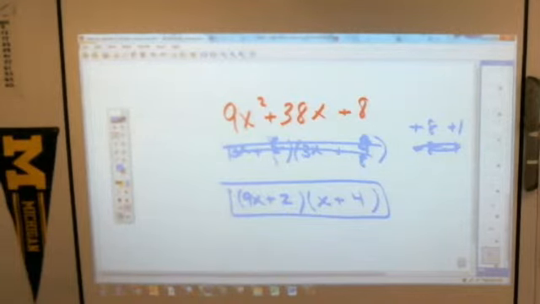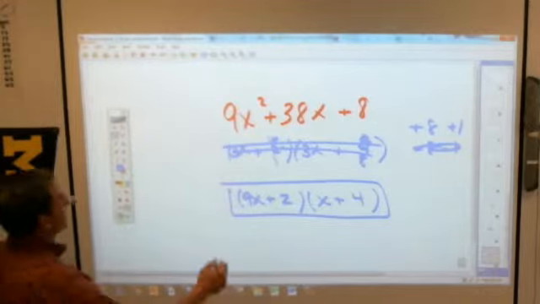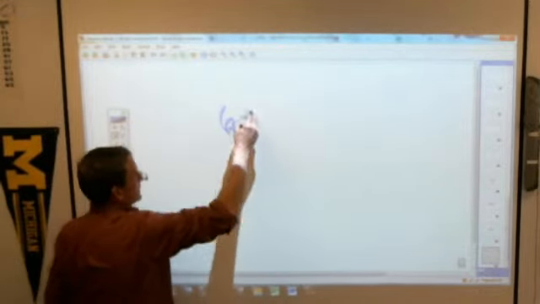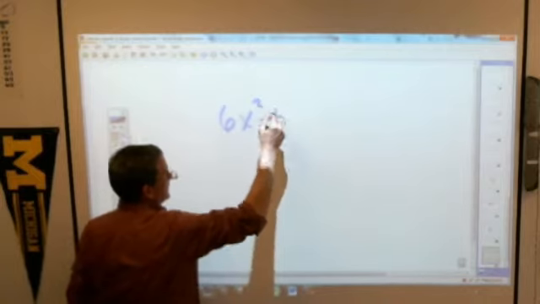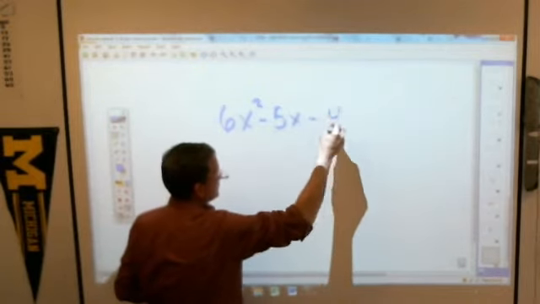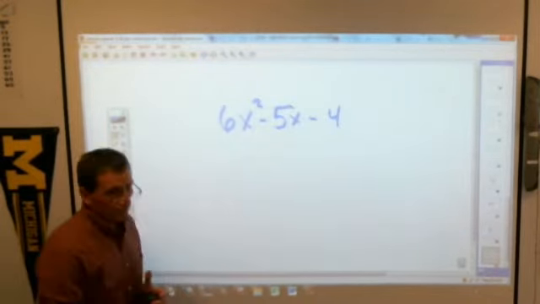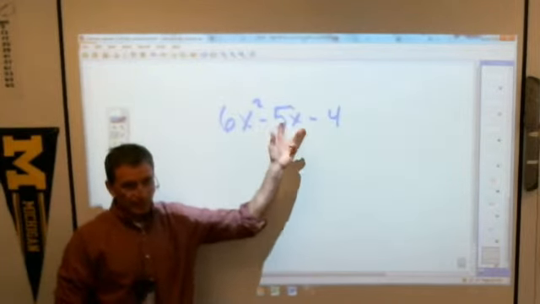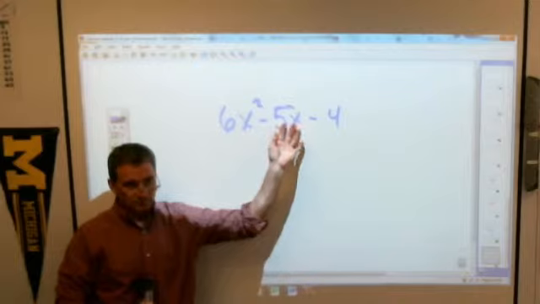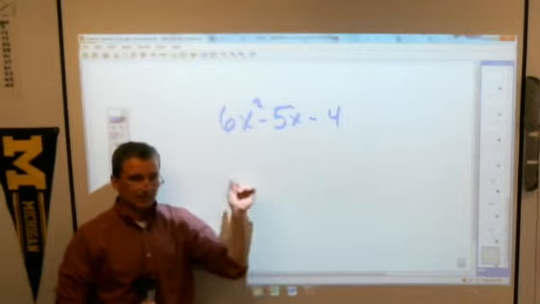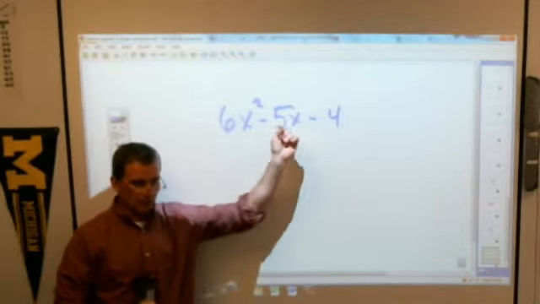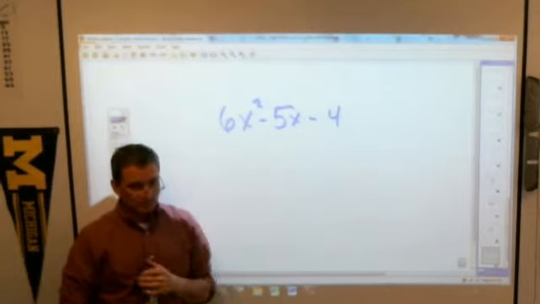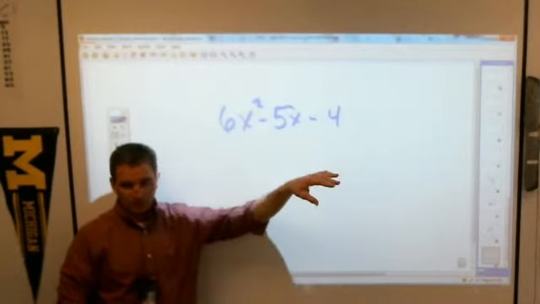Here's a good one. 6x squared minus 5x minus 4. And here again, before you start, the only way to get a negative there, well, I guess one has to be negative, one has to be positive. That's the only way you're going to get a negative. They both can't be positive because that would give you something else.